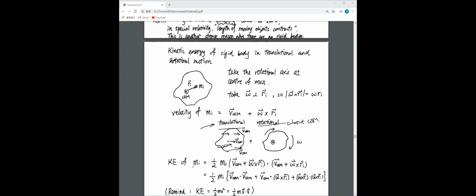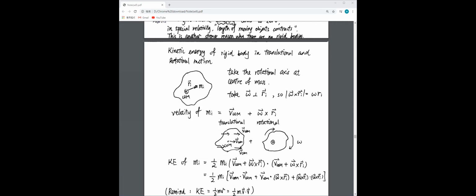Then for every particle, you use the relative motion to consider the kinetic energy. For each small piece, the KE is half mv squared. The velocity v_COM is the velocity of the center of mass relative to the ground or inertial frame, and omega cross r is the velocity relative to the center of mass. When these two velocities add up together, you get the velocity relative to the ground. Because it is half mv squared, that means half m v dot v. So you get this form.